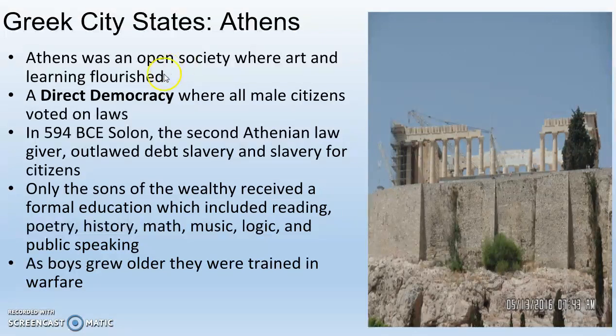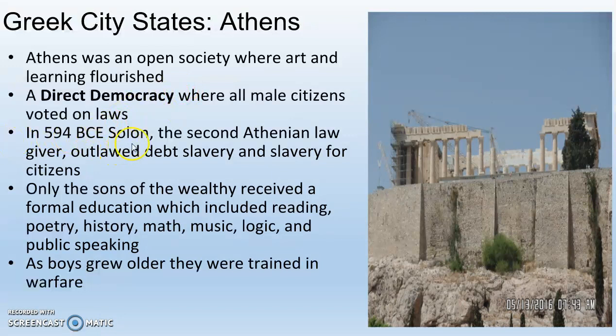It's a direct democracy. So all male citizens can vote. If you're a male slave, you don't get to vote. If you're a woman citizen, you don't get to vote. But male citizens can vote. And they vote directly on the law. So it's not like in the United States where we vote on people who vote for laws. In Athens, you actually directly got to vote on laws.